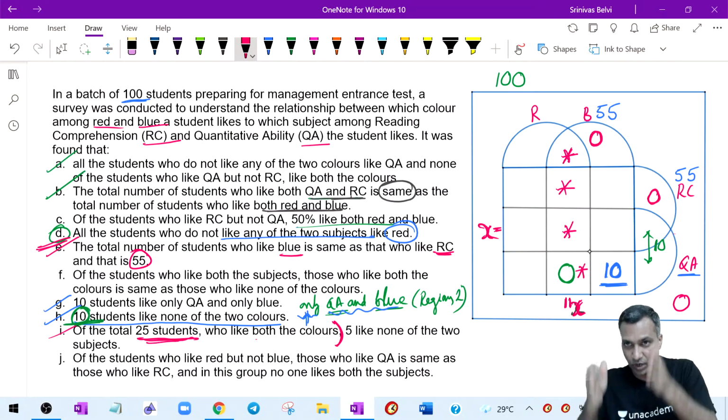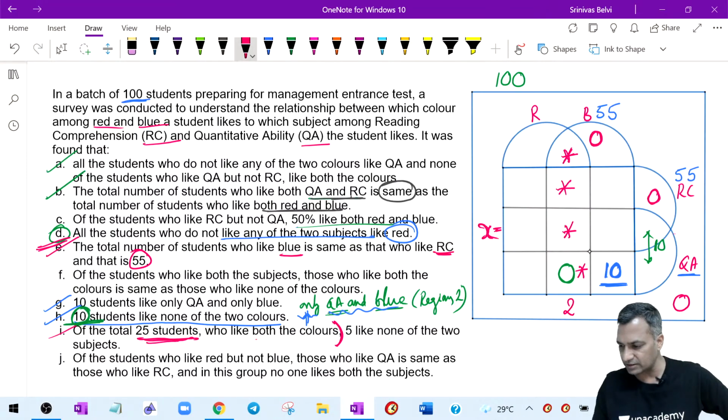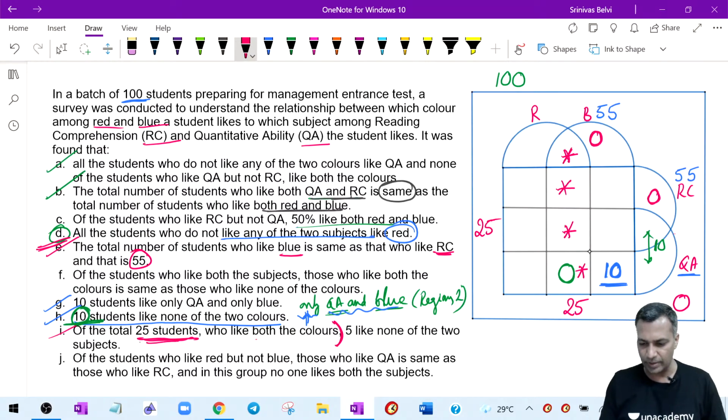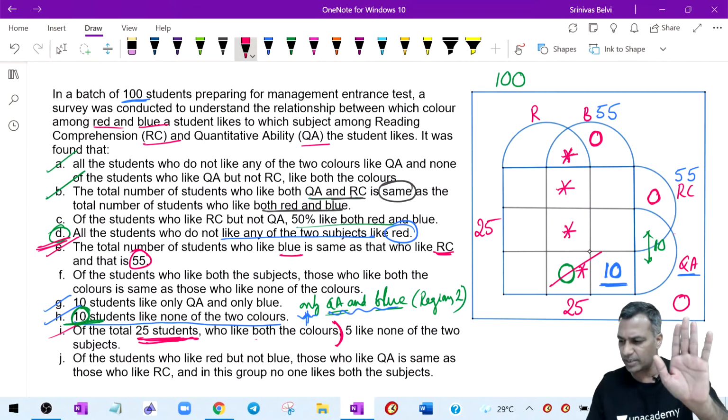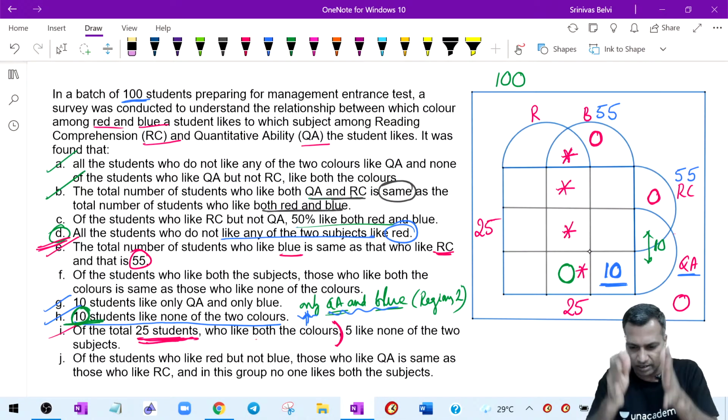Both the colors means that vertical column, right? They like both the colors. How many? 25. So the value of X is 25. You said that they are the same. So now I know that they are 25. That is the meaning of this 25. Out of the total 25 students who like both the colors. Both the colors means those 4 stars. You may say, sir, one of the stars is 0. Let it be. I first need to understand what is the meaning of the 25.